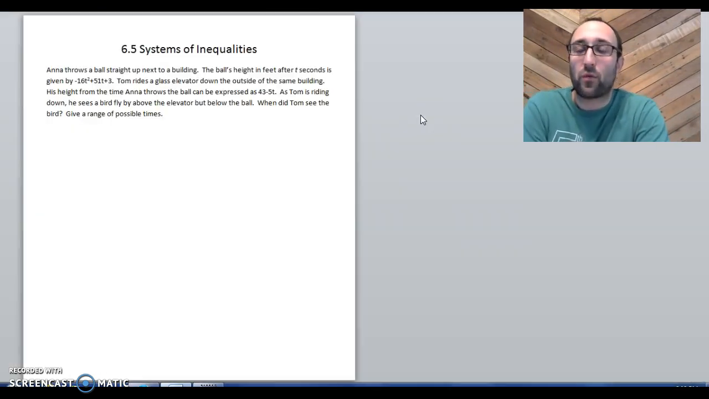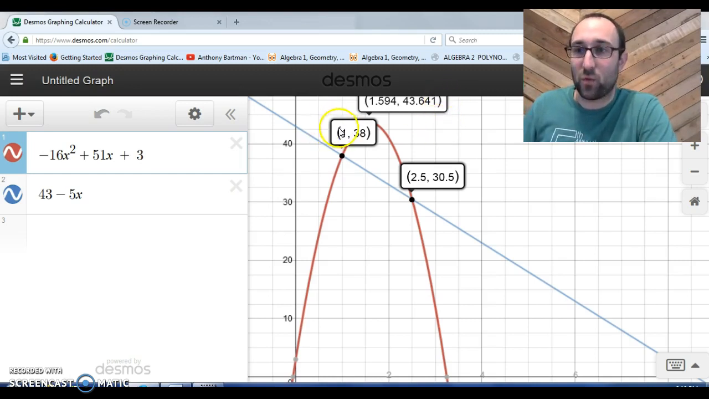When did he see the bird? Give a range of possible times. It'd be anywhere in between 1 and 2.5 seconds. All right, there's example B.